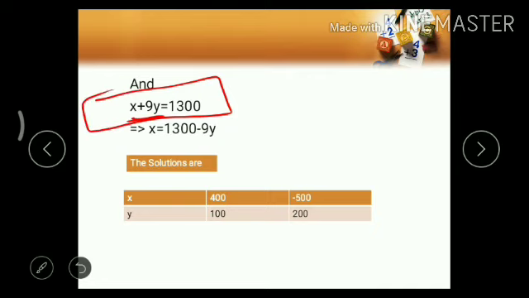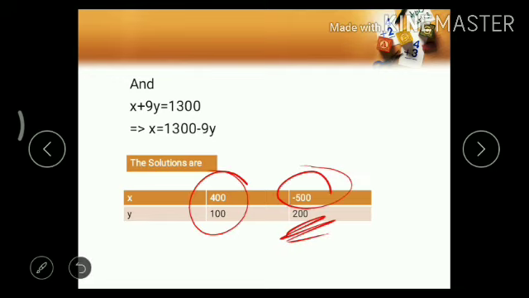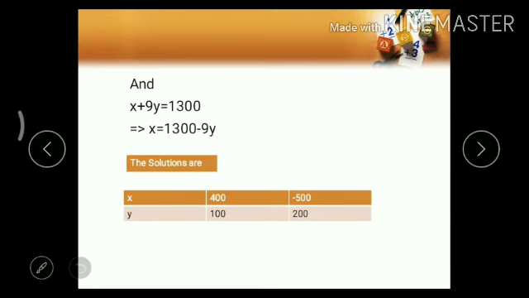This is the algebraic representation. Now we need the graphical representation, that is why you have to take x equal to this much. 9y was added here, so if it goes to that side, it will become minus 9y. Now from this equation you can find the solutions, these two solutions. Here we shall assume some y value. If y is equal to 100, then it will give you 900. So 1300 minus 900 will give you 400. If y is 200, then it will give you minus 500. So these are the solutions, and by using these solutions we shall draw the graph.